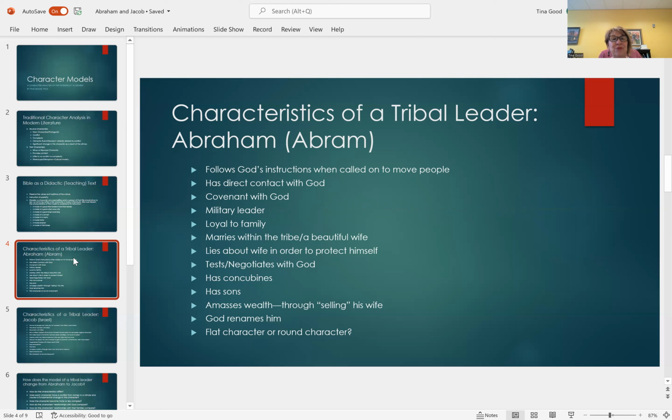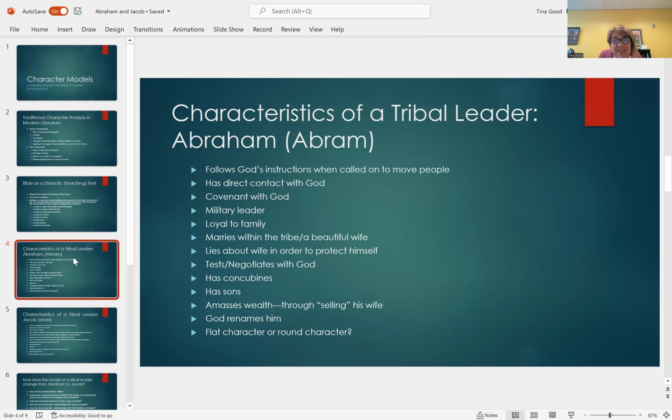And he takes a beautiful wife. He, interestingly enough, lies about his wife, right? He lies about Sarah. He says Sarah is not his wife because he is afraid that he will be killed because of Sarah's beauty. So he tells Sarah, when he goes into a couple of different lands, tell them you're my sister so that they won't kill me. And so she does, which is interesting, right? So he's kind of using Sarah to protect him.